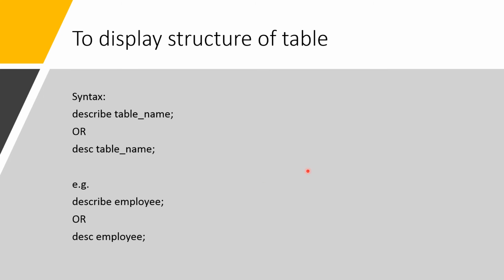Now once the table is created, I want to see the structure of my table. Now what do you mean by structure? It gives the name of the columns, what data type and the size of those data types, and whether there are any constraints for any particular columns. So to get this information, I need to use the command called describe, or in short we can write this as DSC. So the syntax for the describe is describe table name or DSC table name, and the example is describe employee or DSC employee.